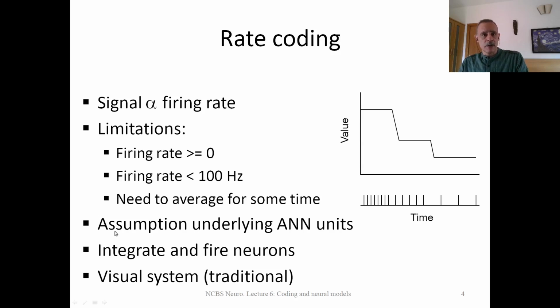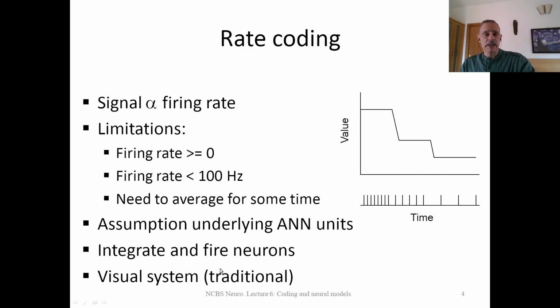Now, this form of rate coding, as we shall see, is the basic assumption underlying artificial neural network units, which don't even worry about action potentials. They just go straight from some input value, which is analog, to some output value, which is also analog, and we'll see that. The integrate and fire neurons, which we'll be spending more time on, do just this, and we'll see more of that.